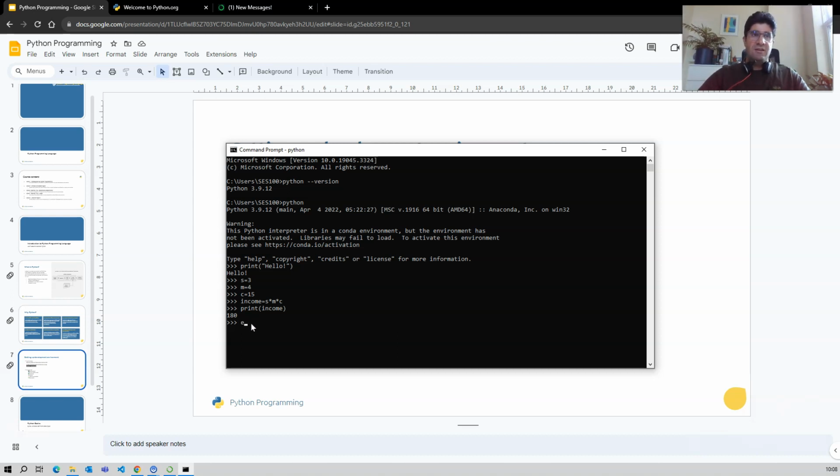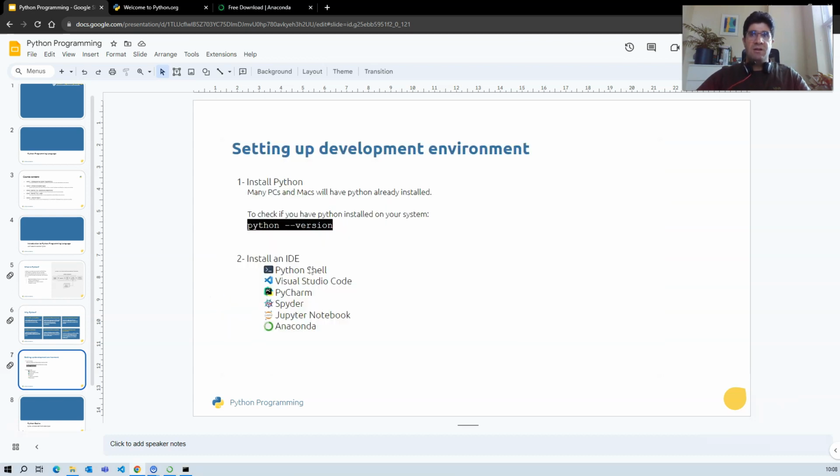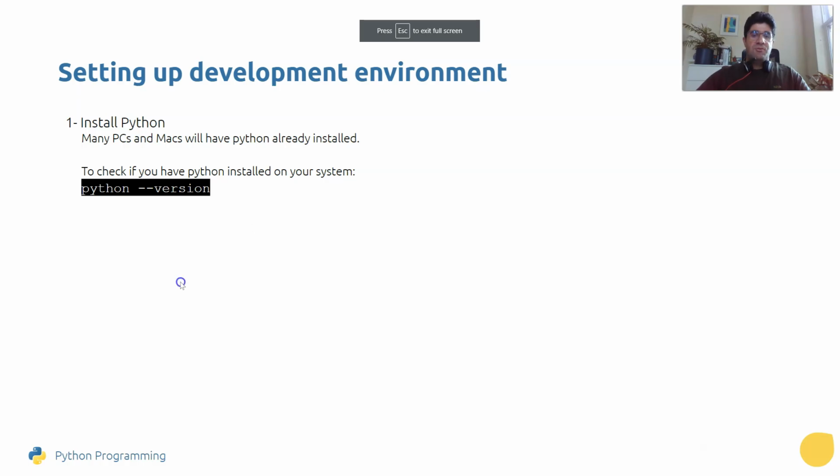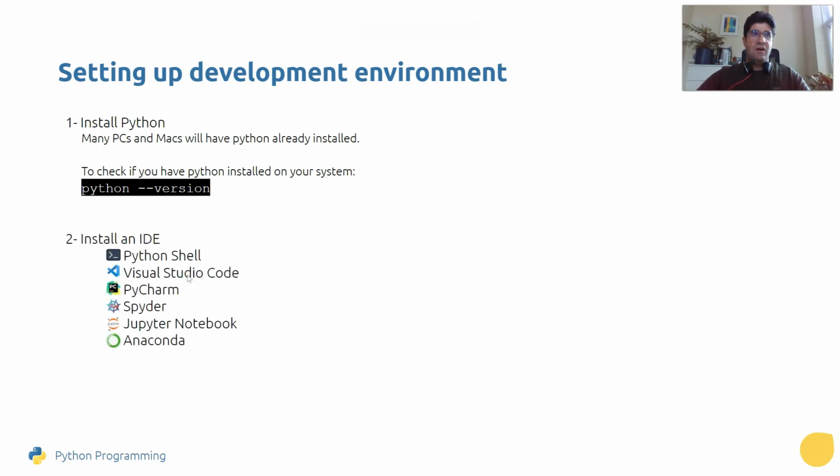But if I exit, don't worry about this code. If you don't understand, I will explain it in the following sessions. If I exit this environment, I will lose the code and I cannot return to this point. Because of that, as I mentioned, the Python shell is not a good option to write your code, but we have other options: Visual Studio Code, PyCharm, Spyder, Jupyter Notebook. Those are some other examples of IDEs that you can use, but you don't need to install them one by one.